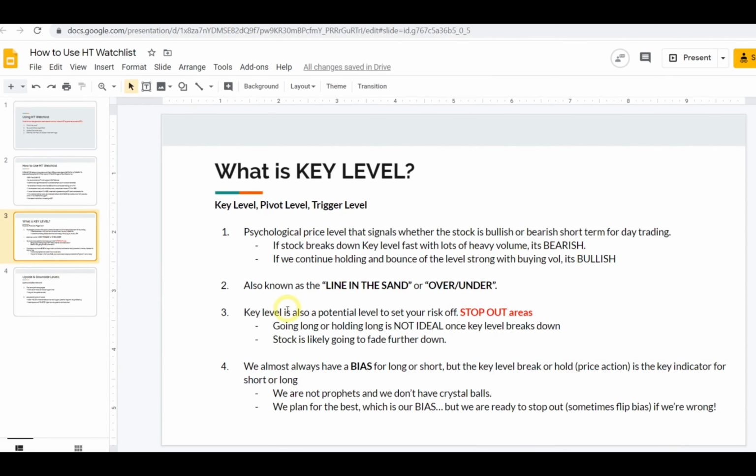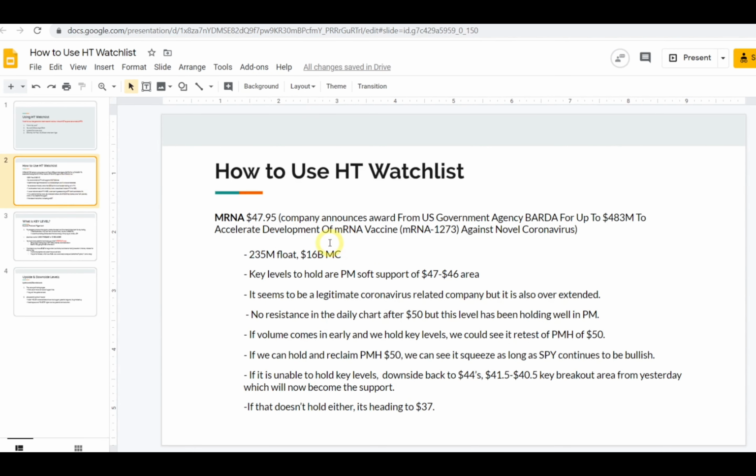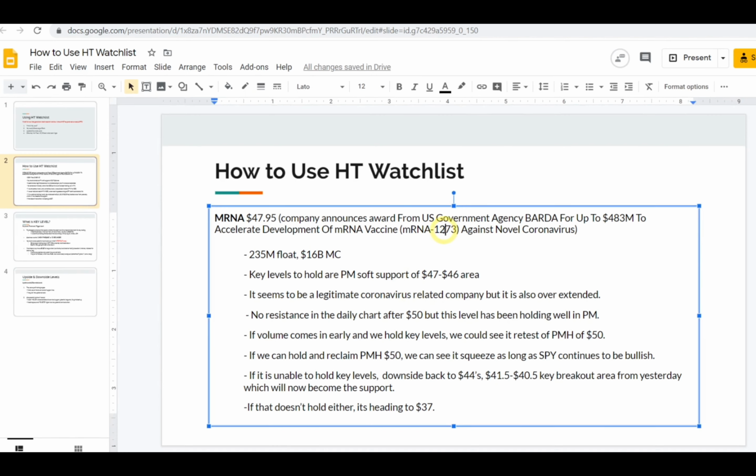We are prepared with a bias, but at the end of the day, we're not prophets, we don't have crystal balls, right? We plan for the best, which is the bias, but we're ready to stop out and flip bias potentially if you're wrong. But most of the time, the bias in the watch list is very, very useful. And if you just wait for these potential entries and you watch and observe with patience, without just jumping into any stock, chasing weakness or chasing breakouts, the watch list provides you a lot of value, whether you like to go long or short.